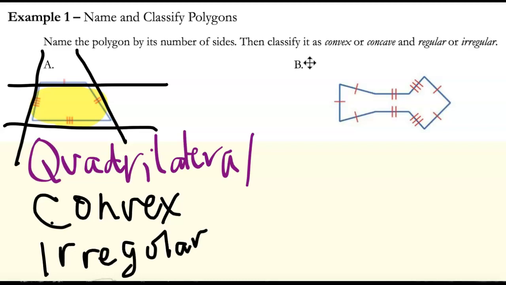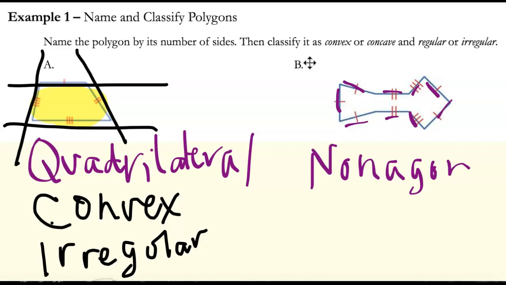Okay, and the next one, again, in order to decide, first we'll do sides. So we have 1, 2, 3, 4, 5, 6, 7, 8, 9. So this would be a nonagon.